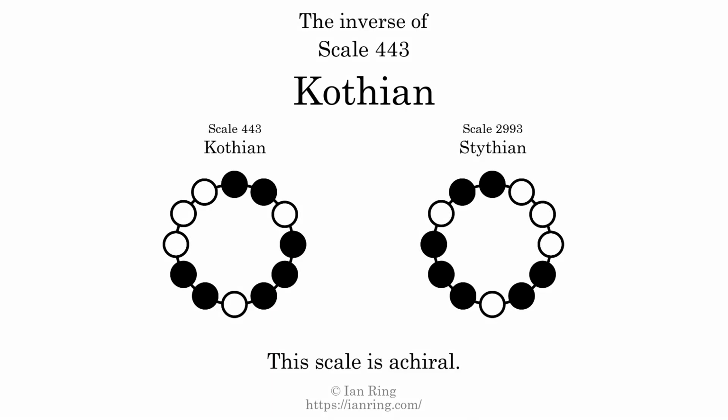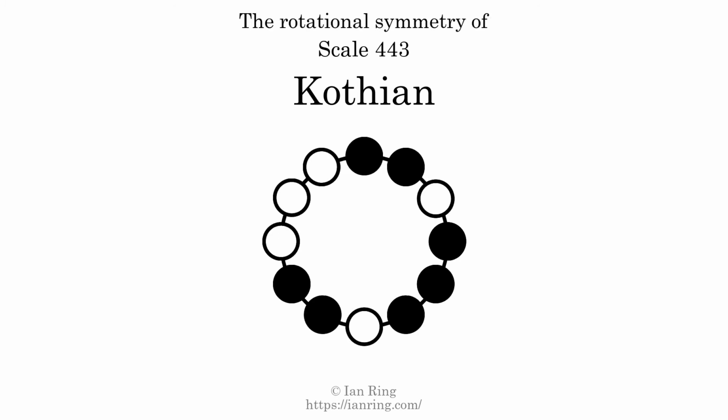The inverse of a scale is a mirror image. It is what you get when the sequence of intervals is reversed. The inverse of this scale is scale 2993, also known as Kothian. This scale is achiral, since it can transform into its own reflection by a rotational transformation. This scale has no rotational symmetry.